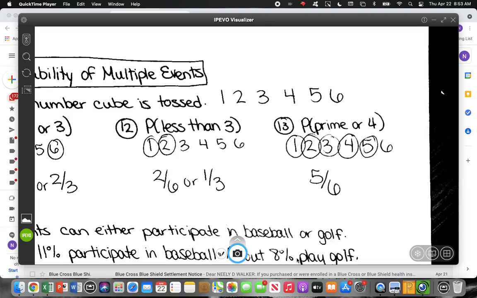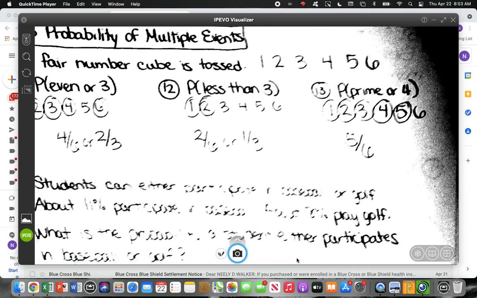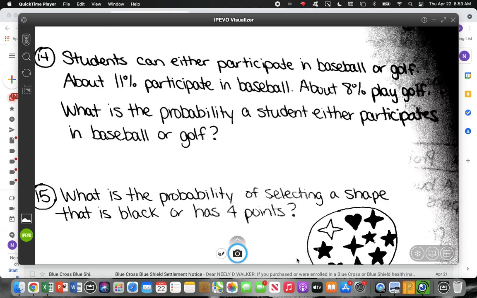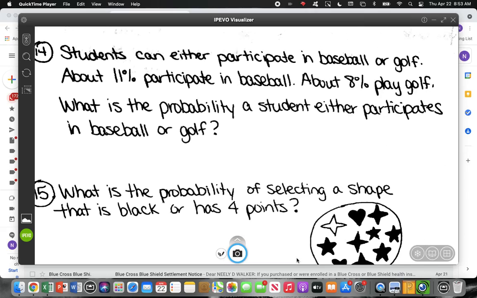All right. Now, I want you guys to look at numbers 14 and 15. All right, so students can either participate in baseball or golf. Does it say that they can do both? No. They're either doing one or the other. So these are what we call mutually exclusive. They cannot happen at the same time.